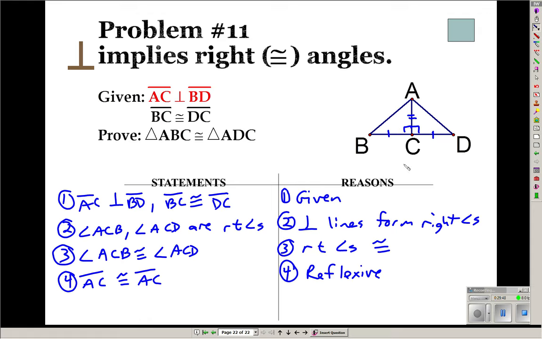And now, instead of HL, what I have is side angle side, which matches side angle side. So let's say the triangles are congruent because we have two sides and the included angle.